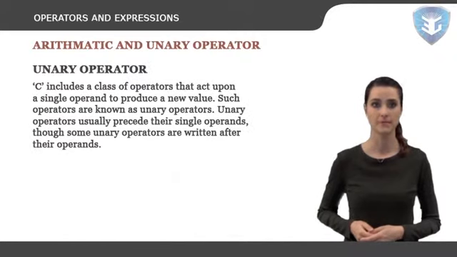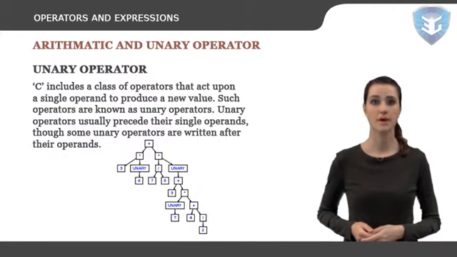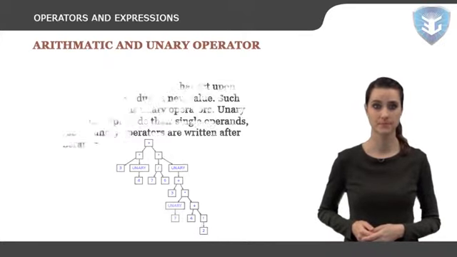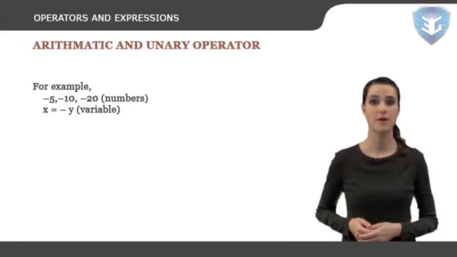Unary operator. C includes a class of operators that act upon a single operand to produce a new value. Such operators are known as unary operators. Unary operators usually precede their single operands, though some unary operators are written after their operands. The most common unary operator is unary minus, where a minus sign precedes a numerical constant, a variable or an expression. An example is shown here.